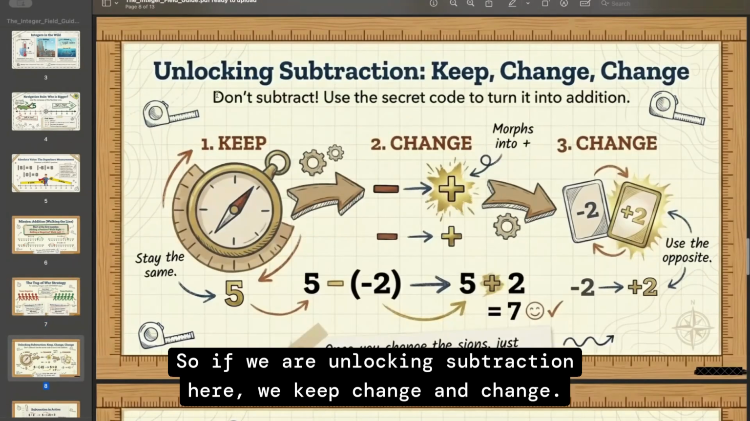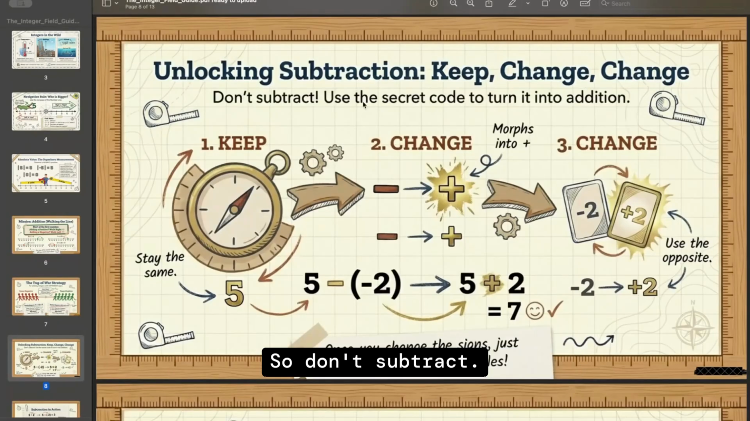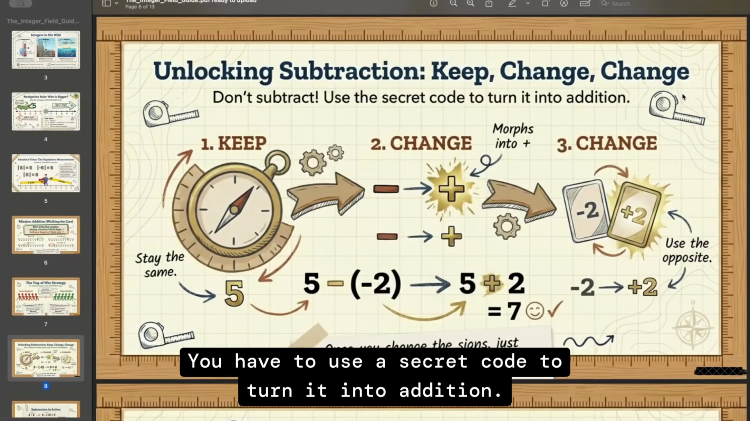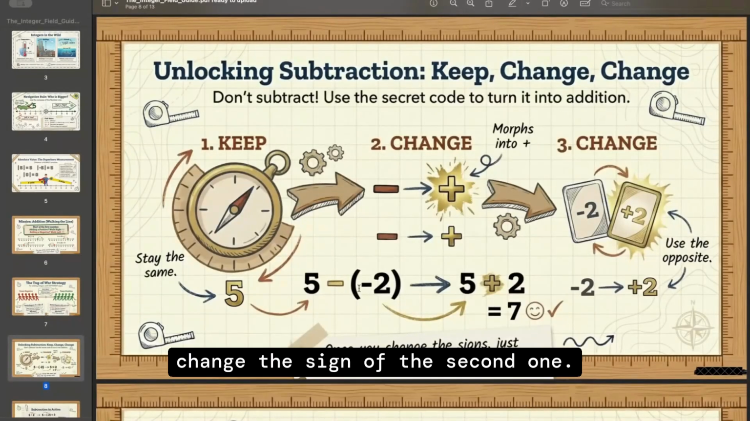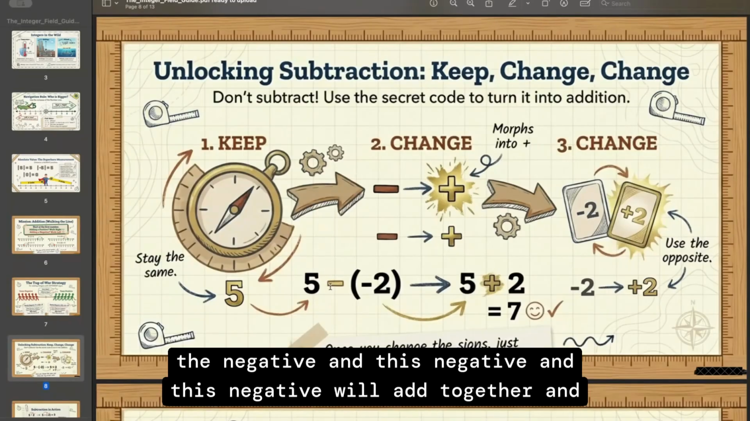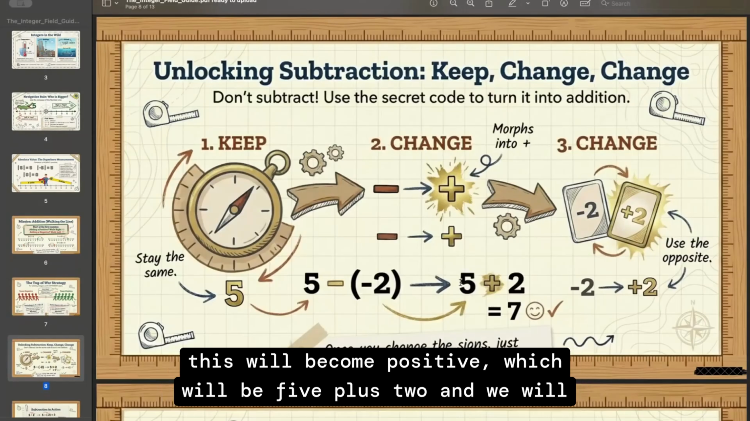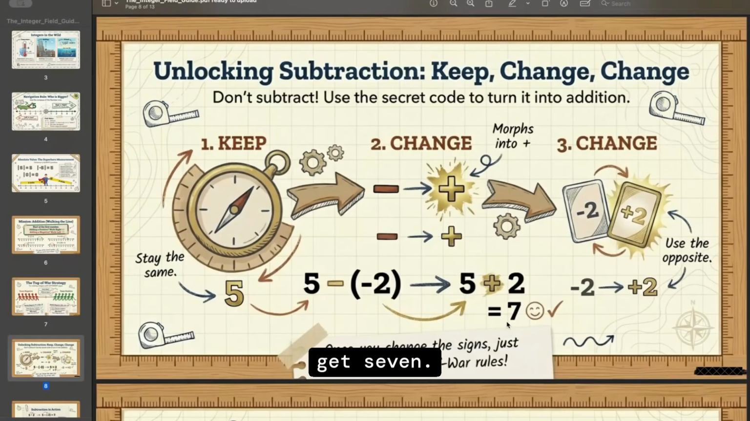So if we are unlocking subtraction here, we keep, change, and change. So don't subtract. You have to use a secret code to turn it into addition. For example, if we have 5 minus -2, you will only change the sign of the second one. The first one will always stay the same. So the minus and this negative will add together, and this will become positive, which will be 5 plus 2, and we will get 7.